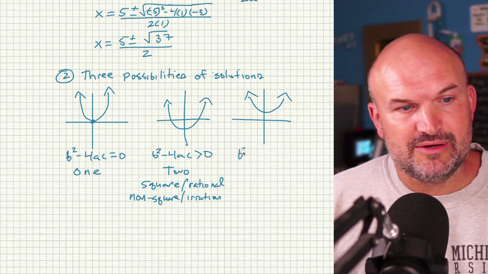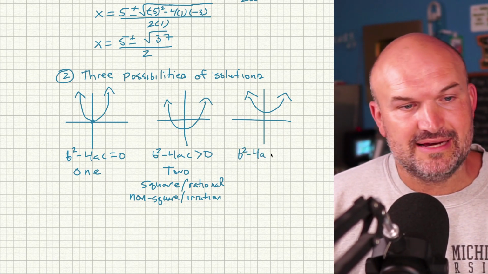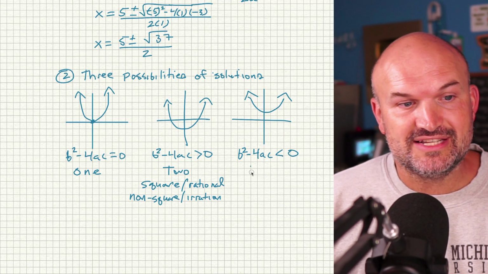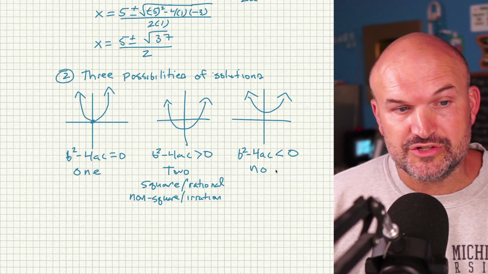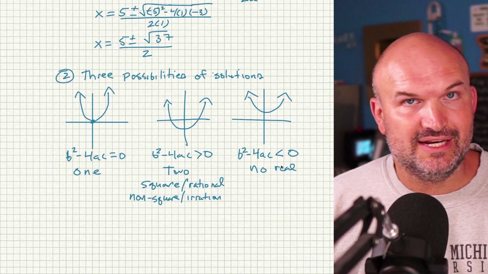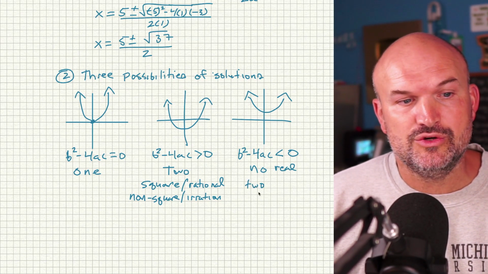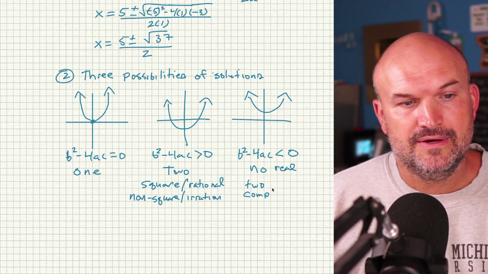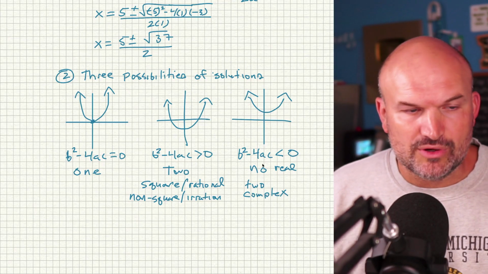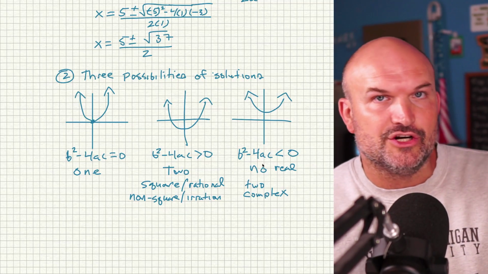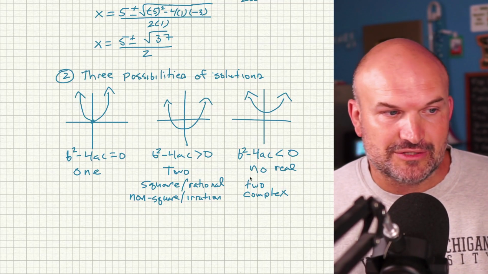So that case is going to be when b squared minus 4ac is less than 0. That is going to be no real solutions, or once we start getting into the complex number system, we understand that's going to represent 2 complex solutions. All right, so it's really important to remember that, and there's a lot of different problems where we can use this understanding to our advantage.